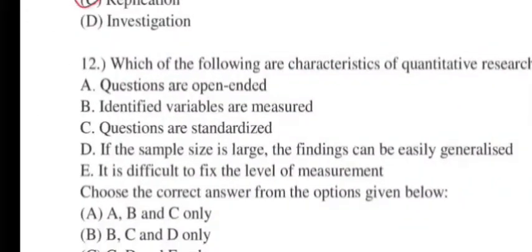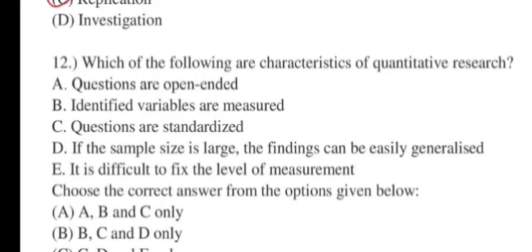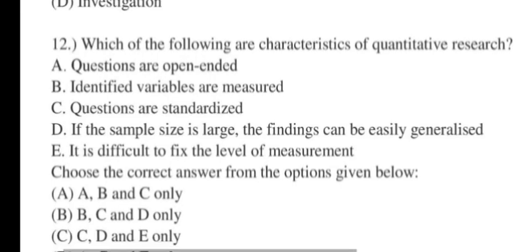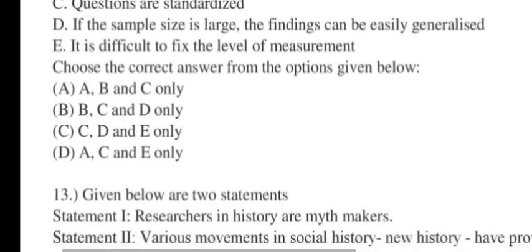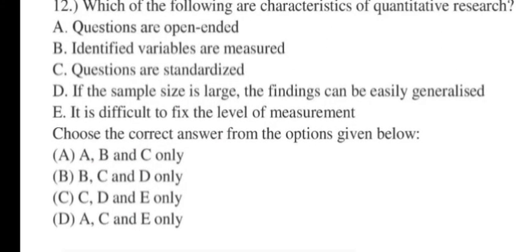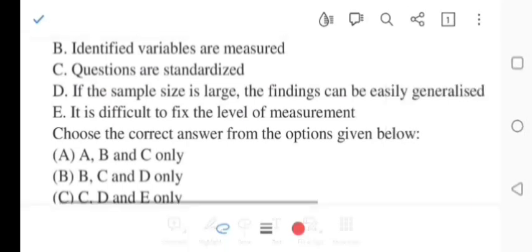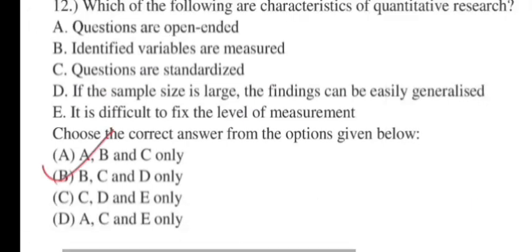Number 12 says, which of the following are characteristics of quantitative research? A, B, C, D, E. Questions are open-ended. Identified variables are measured. Questions are standardized. If the sample size is large, the findings can be easily generalized. It is difficult to fix the level of measurement. A, B, C, D, E are the options. Now choose the correct option from the options given below. A, B, C; B, C, D; C, D, E; A, C, E. For 12, it will be B, C, and D. B, C, and D will be correct.